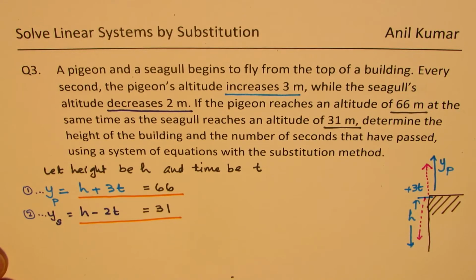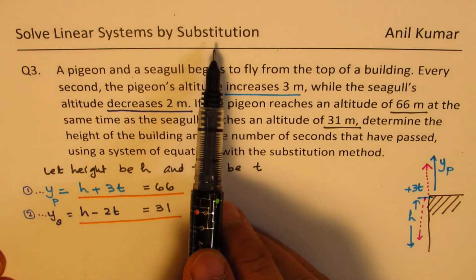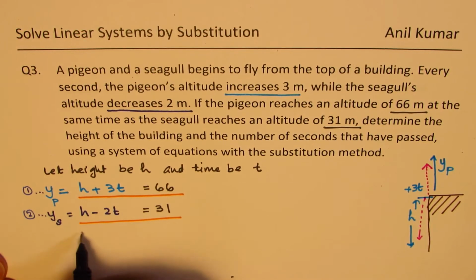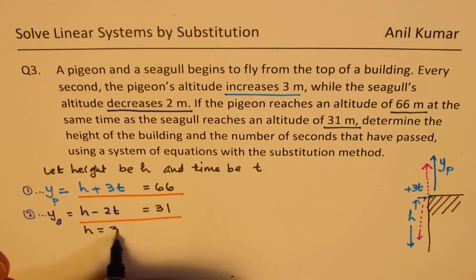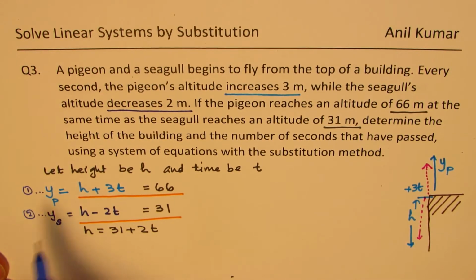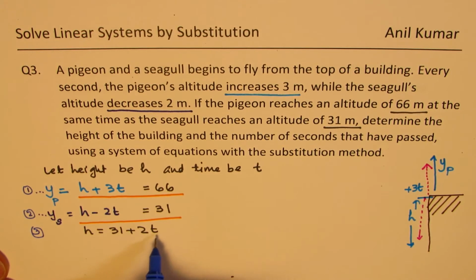Now, we need to solve this equation with substitution. So I need to isolate h. So from equation 2, we can say h equals to 31 plus 2t, right? So we have isolated one of our variables in terms of time, and now we'll substitute, right?